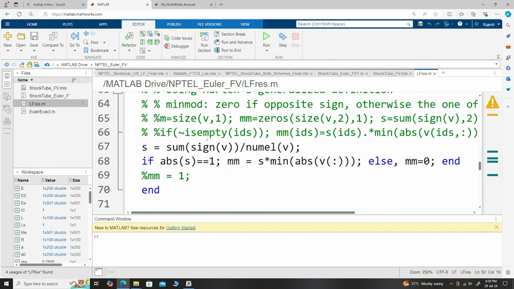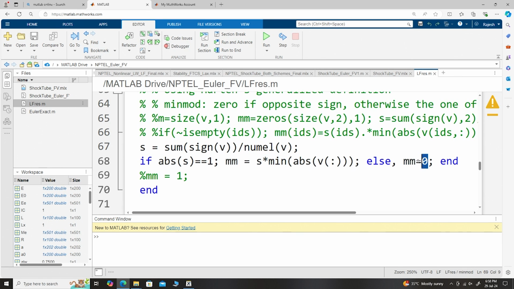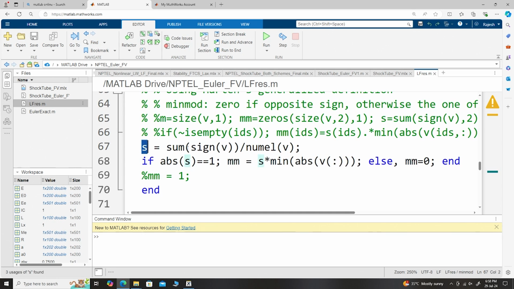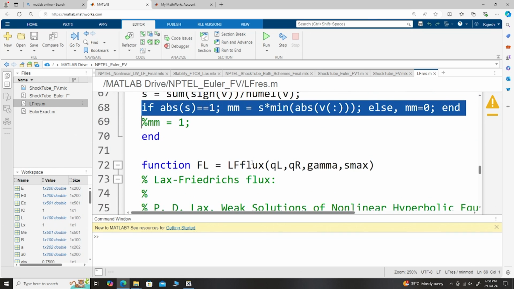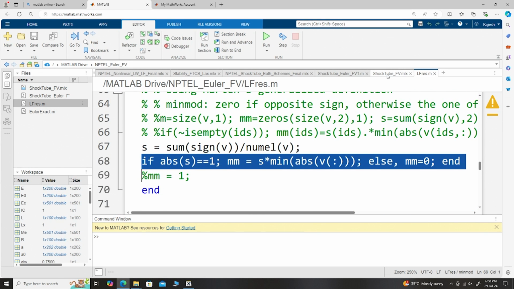And this is the minmod limiter, which is basically saying that if it is exceeding, then put the gradient to 0, otherwise you take it with the appropriate sign. S is basically the sign, and you take the minimum of those two gradients and use the appropriate sign. So, this is the minmod limiter. Now, let us run this code.